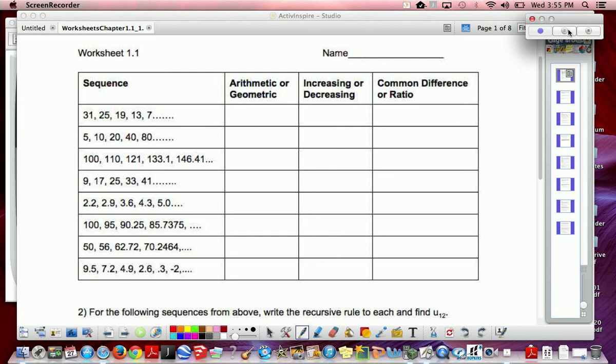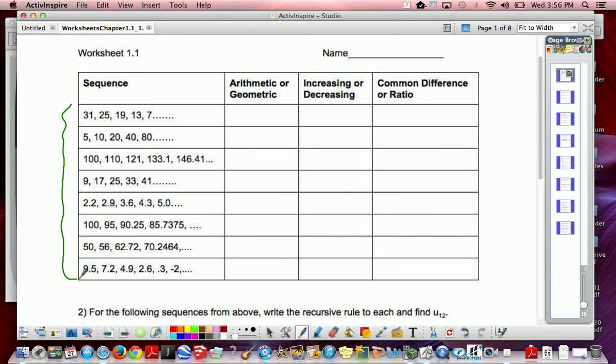Okay, let's take a look at the first page of the homework assignment, worksheet 1.1, dealing with arithmetic and geometric sequences. So on the front page, you got a whole bunch of sequences here that you're asked to identify as arithmetic or geometric. So remember, arithmetic is adding or subtracting to get the next term. Geometric is multiplying or dividing to get the next term.